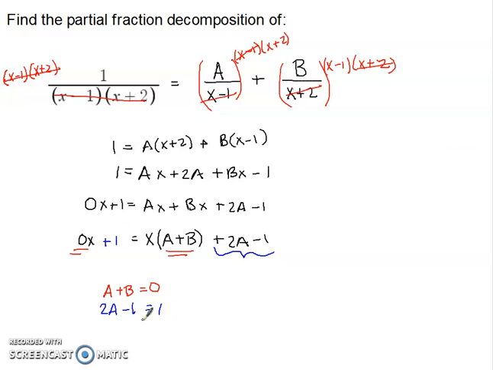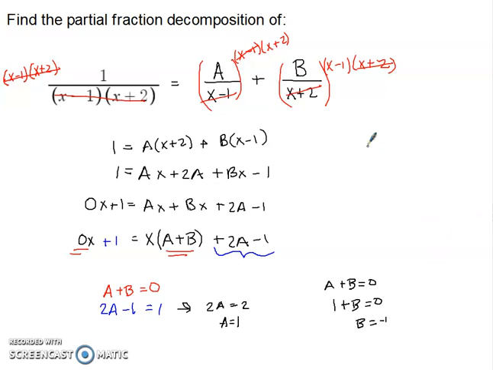So I can solve for A by adding the equations. 3A is equal to 1, which means A is equal to 1/3. Then going back to my second equation, I can substitute A in. I know that A plus B is 0, but I just found A, which means that B must be the negative of A.